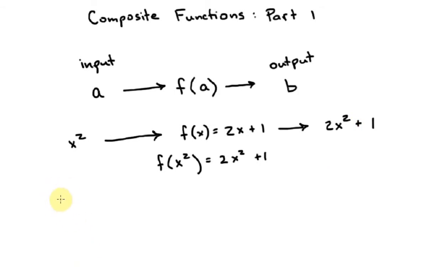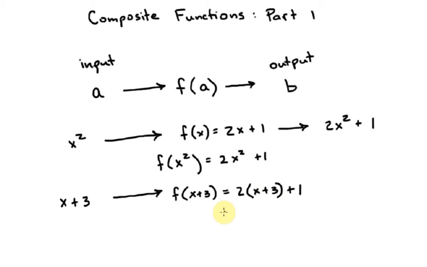Now I can complicate it a little bit more. What if we take x plus 3 and plug that into the function? No big deal. It says you take your input and times it by 2, so take your input, which is x plus 3, times that by 2, and then add 1. This one I can simplify a little because I can expand the brackets. I get 2x plus 6 plus 1, so my output is going to be 2x plus 7.